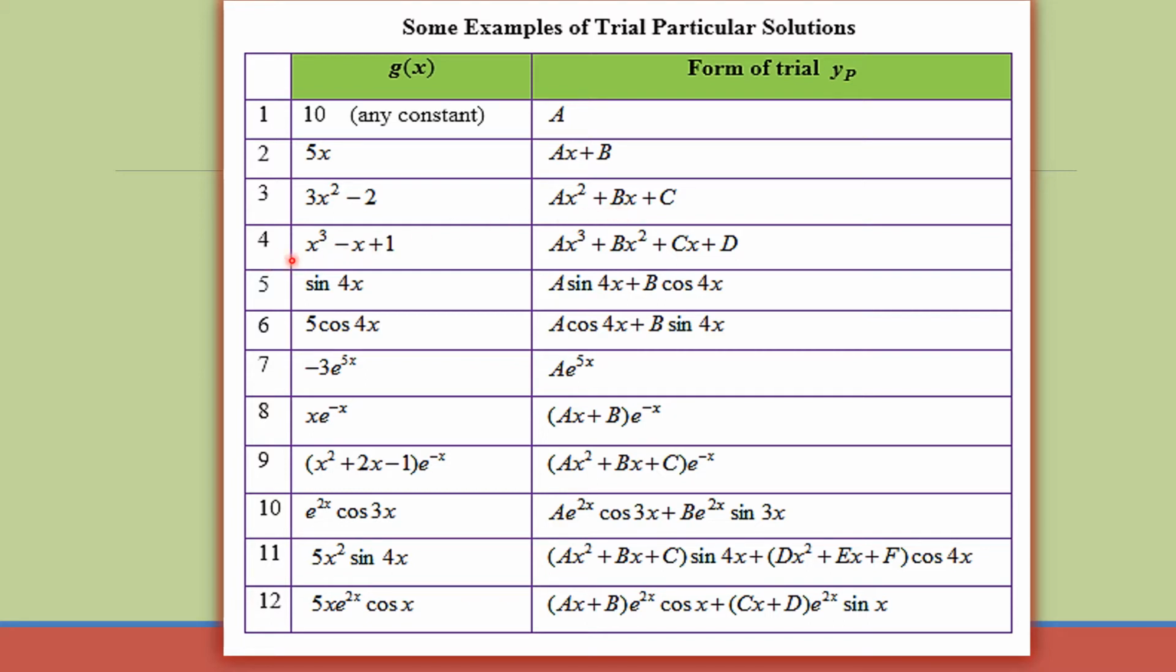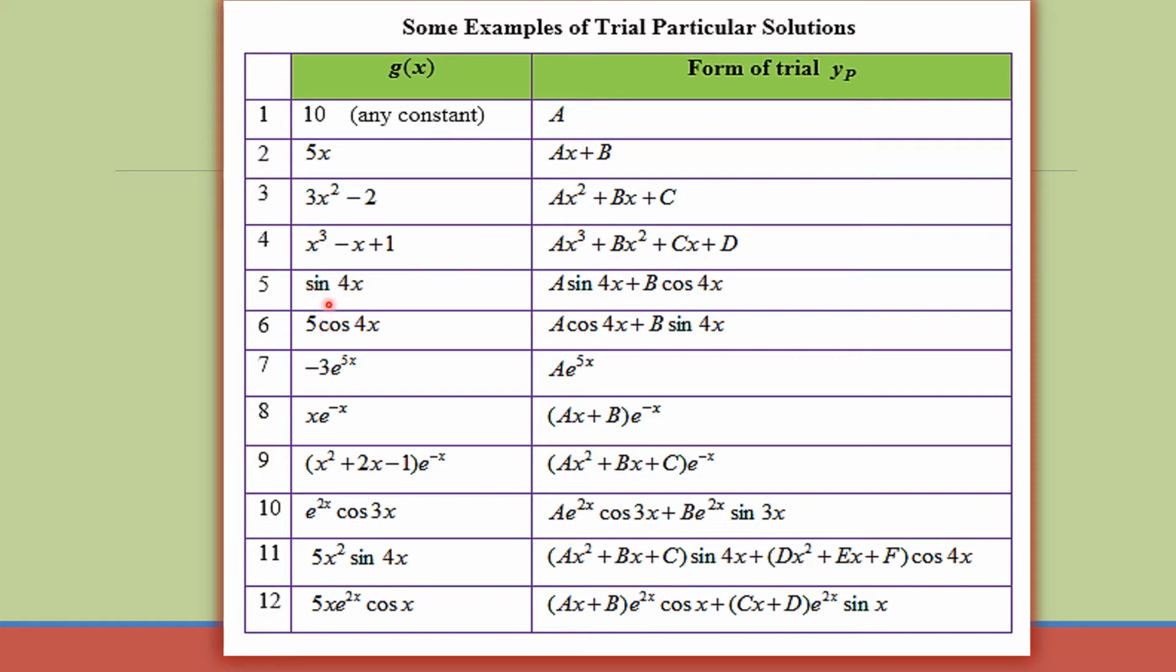Example number 4, notice that the x squared term is missing in this cubic function, but to form the trial yp, you must write down all the terms in the cubic function, including the x squared term. So we have ax cubed plus bx squared plus cx plus d.